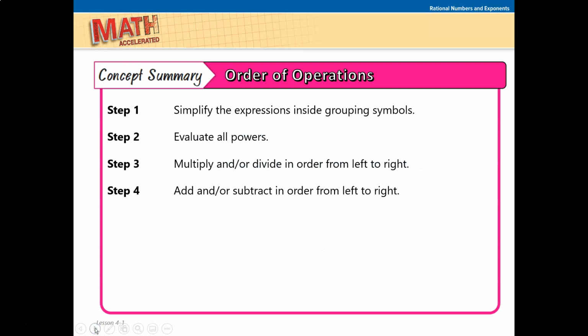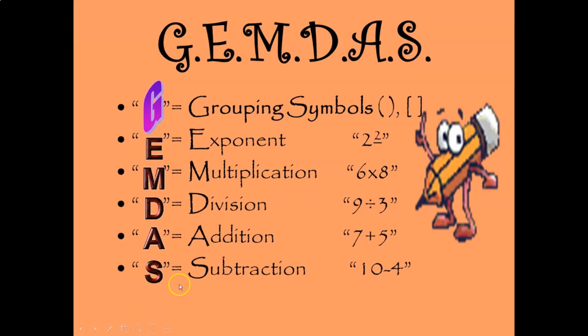You're going to be using order of operations today. Step 1, simplify using grouping symbols. Step 2, evaluate all powers. Step 3, multiply or divide left to right. And step 4, add or subtract left to right. We call that GEMDAS. The G stands for grouping symbols, the E for exponents, the M and D mean multiply and divide left to right. The A and S mean add and subtract left to right.